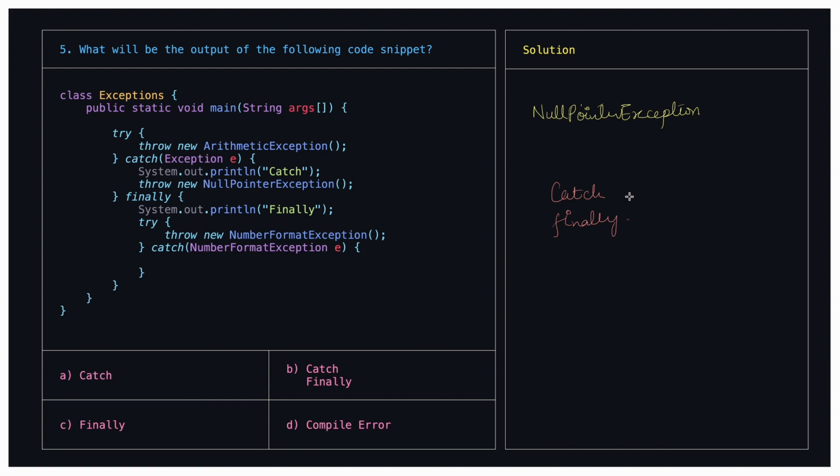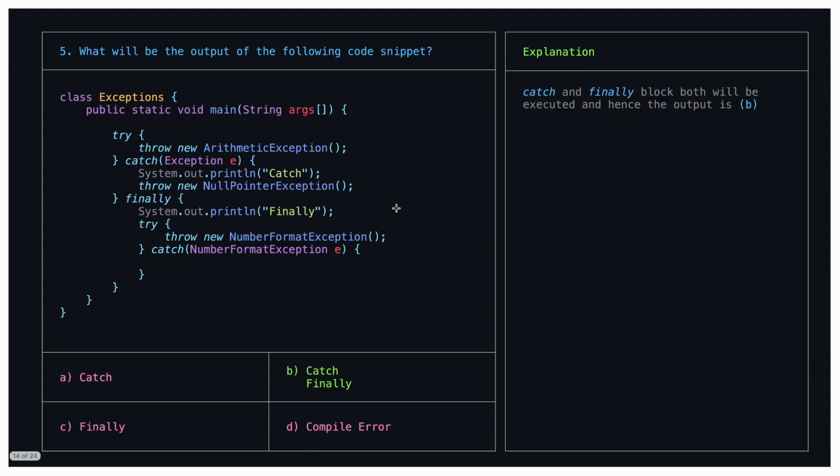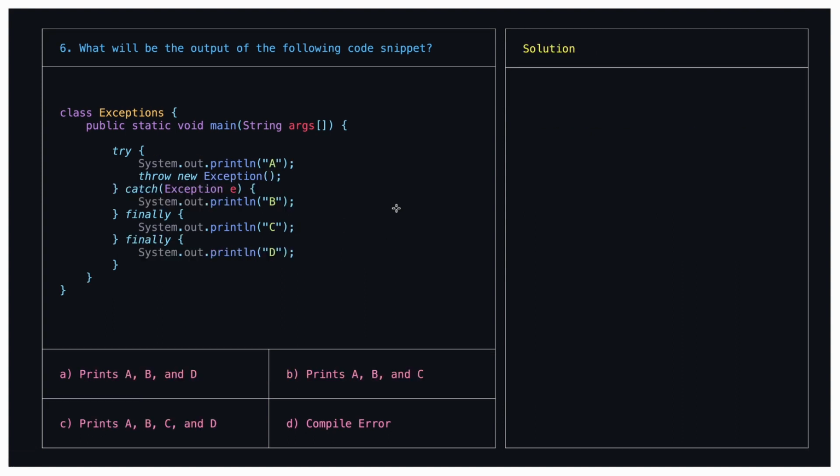Output will be the same, but the exception thrown will be different. In case someone is asking you what exception will be thrown by this program, the last unhandled one, which is the null pointer exception, will be thrown by this code. Yes, so the output is the same, catch and finally will get printed. This is our next problem. Let's discuss what the code says.